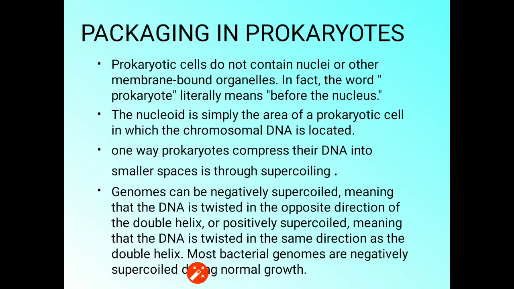One way prokaryotes compress their DNA into smaller spaces is through supercoiling. The genome, that is the genetic material, is negatively charged as it is made up of DNA, and is negatively supercoiled, meaning that the DNA is twisted in the opposite direction of the double helix, or positively supercoiled, meaning that the DNA is twisted in the same direction as the double helix. Most bacterial genomes are negatively supercoiled.